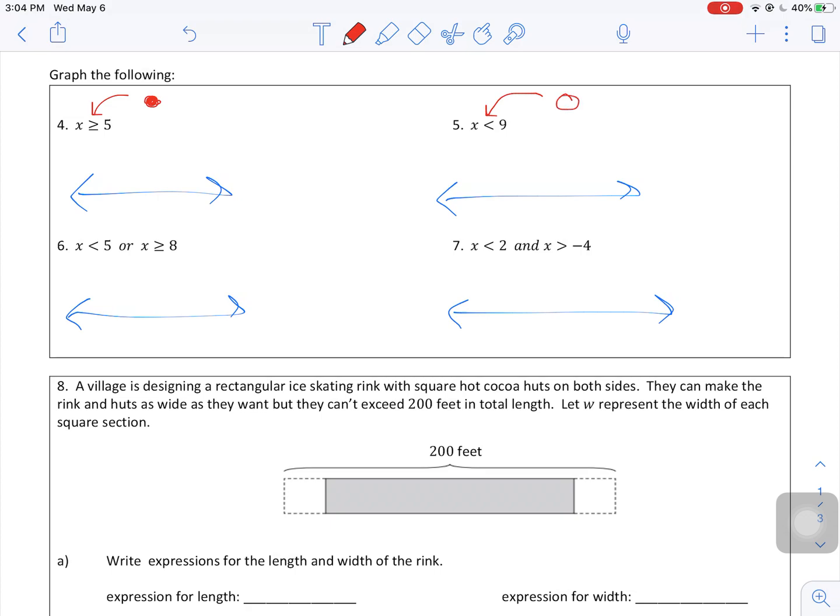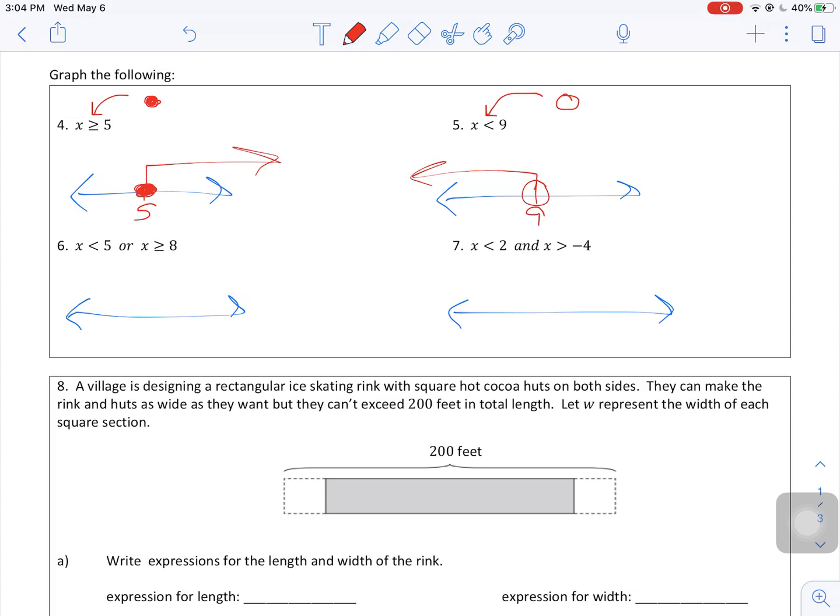So x is greater than or equal to 5. Put a 5, put a closed circle, so shade it in. And if it's greater than, you have to shade to the right. And then for number 5, x is less than 9. So you want an open circle, and then you're shading to the left because it's less than.